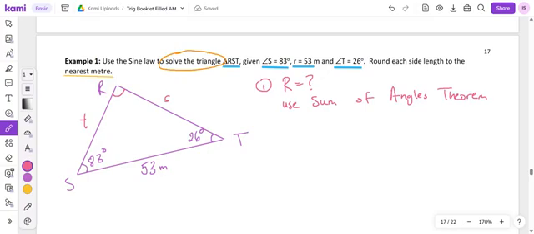So we know that the sum of the internal angles of a triangle is 180 degrees. And so watch, this is how I want you to write it in grade 10. Angle R equals, right? You start with what you're solving for. 180 subtract 83 subtract 26.